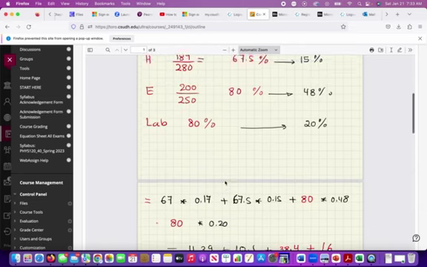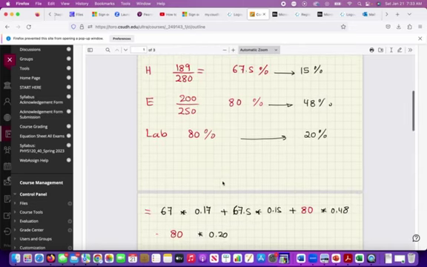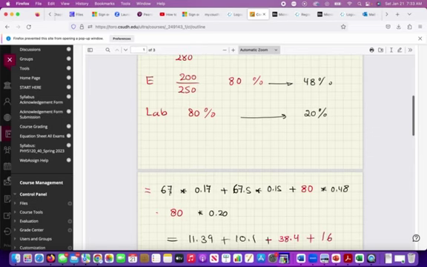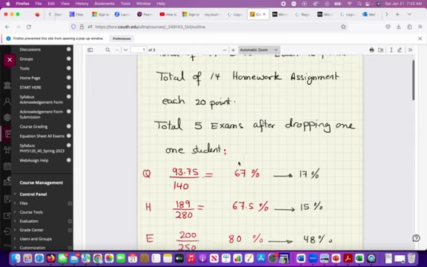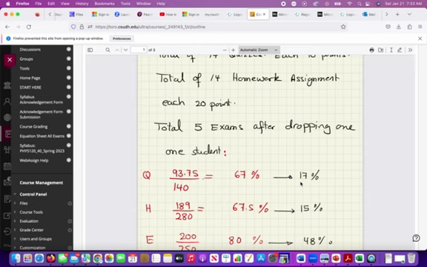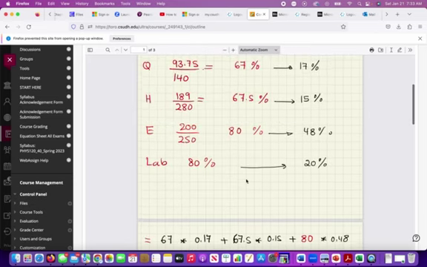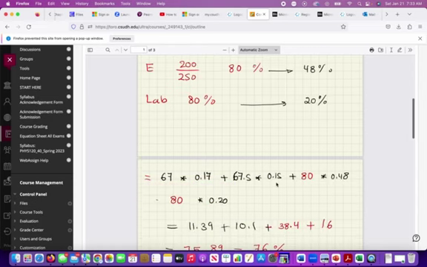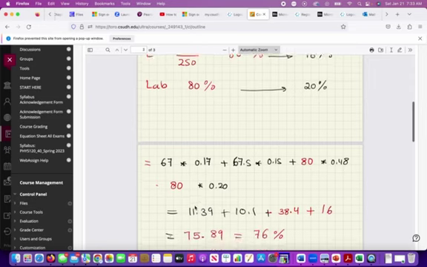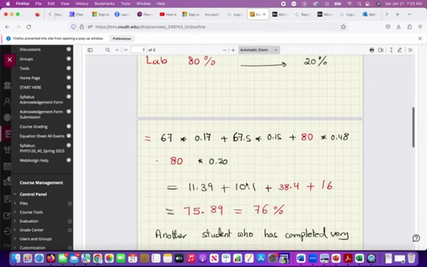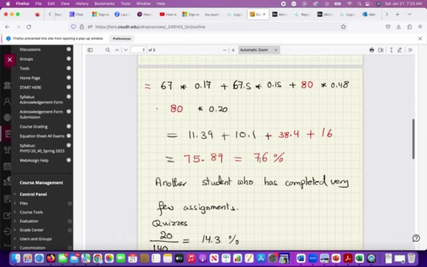This is how the grade is gonna be calculated in total. 67, which is this one, multiplied by this one converted into decimal, 0.17. Plus 67.5 times 0.15 plus 80 times 0.48 plus 80 times 0.2, which is for the lab. Then the total here is 76.